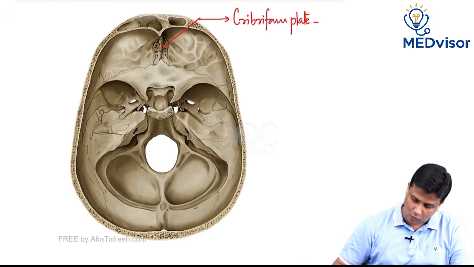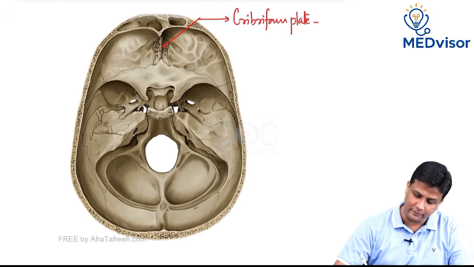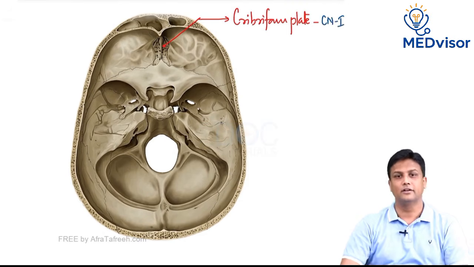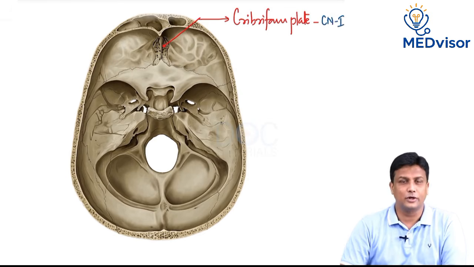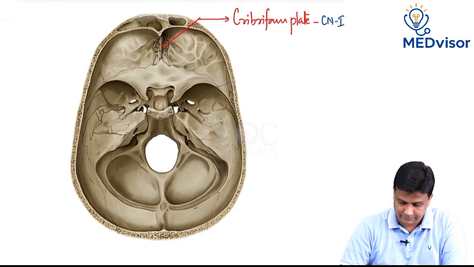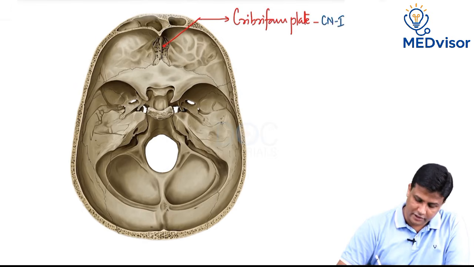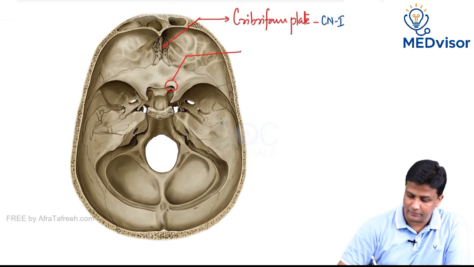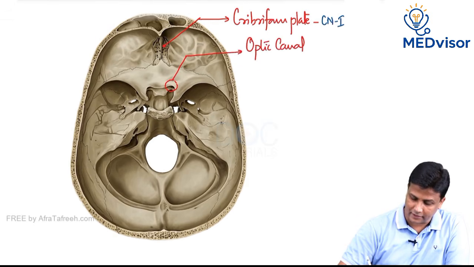That is why what passes through the cribriform plate is cranial nerve number 1, the olfactory nerve. Then behind this, you can appreciate one more opening over here, and this opening is the optic canal, guys.